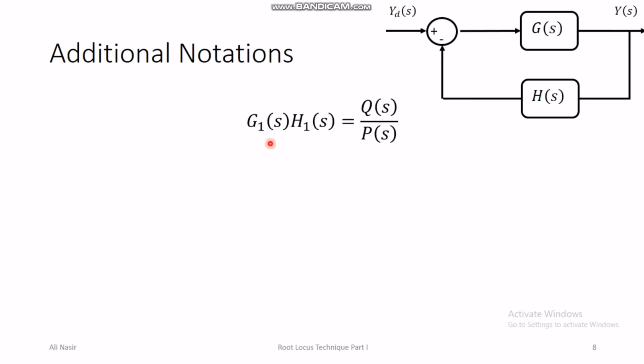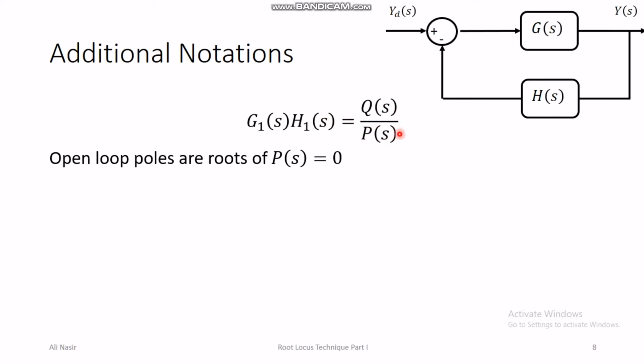So this is another way of writing G1(s)H1(s). If you write it like a ratio of polynomials Q(s) over P(s), then the open loop poles of this diagram would be the roots of P(s). So this is the open loop transfer function. And remember that in this G1(s)H1(s) we have taken the gain K common out of it. That would not change the location of the open loop poles.